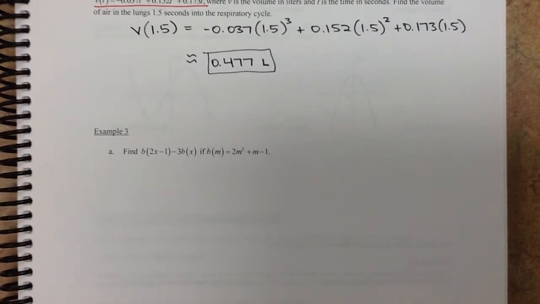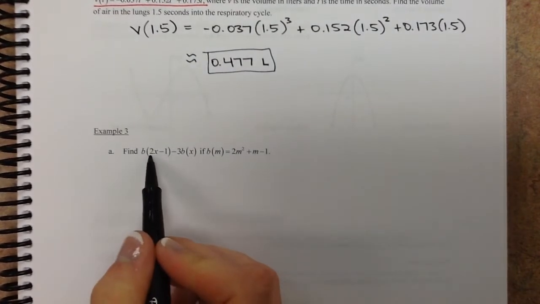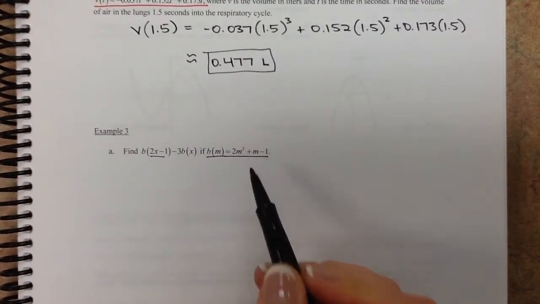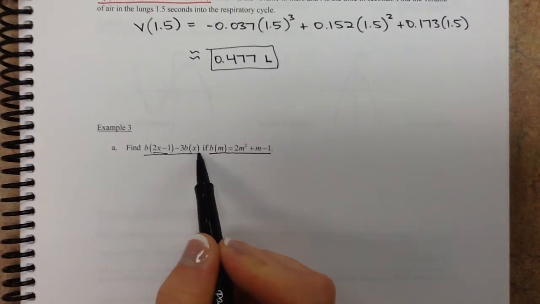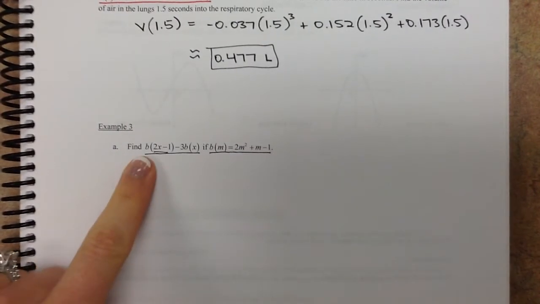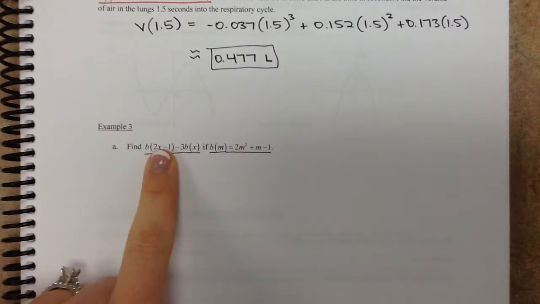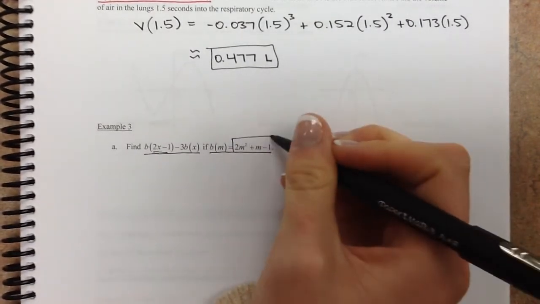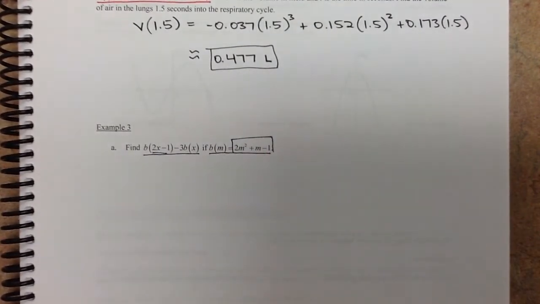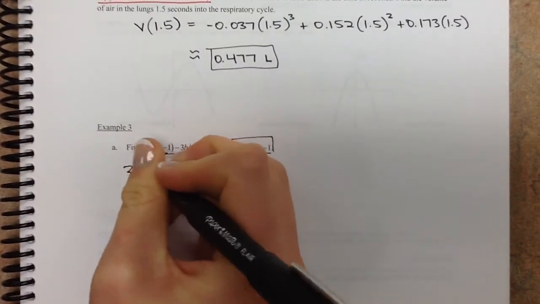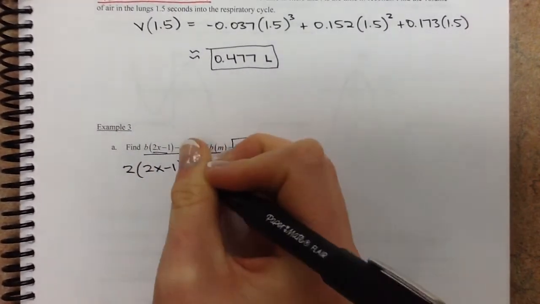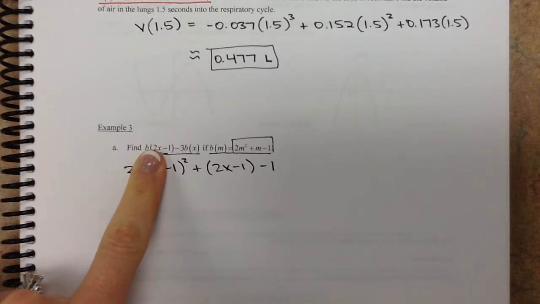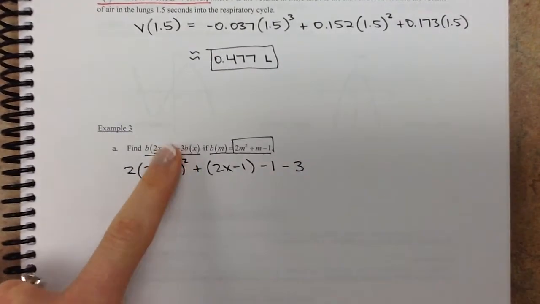Okay, next, example 3. We're doing something similar, except this time we're going to be plugging in full expressions instead of just a number. So this is my equation, b, and my variable is m. This expression right here tells me what to plug in. So this b tells me to use this function. What's in parentheses tells me to replace every m with a 2x minus 1. So that's what I'm going to do. I'm going to take this equation right here. Every time I come across an m, I'm going to replace it with 2x minus 1. So 2, okay, there's an m, so we replace it. Plus, there's another m, so we replace it, minus 1. So that's this first part right here. And then minus 3 times b of x.